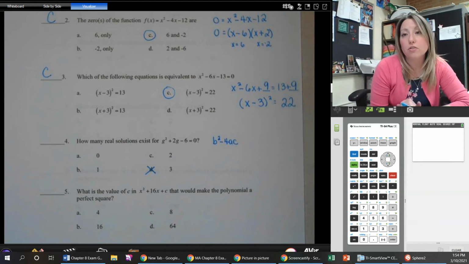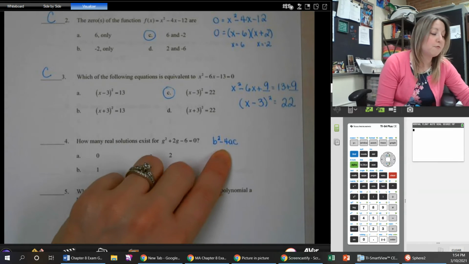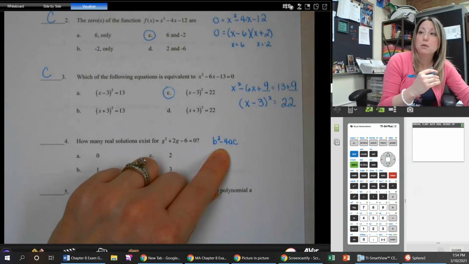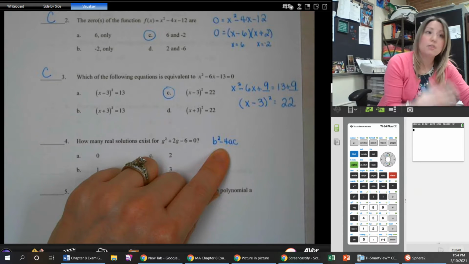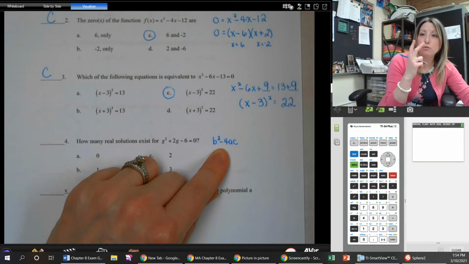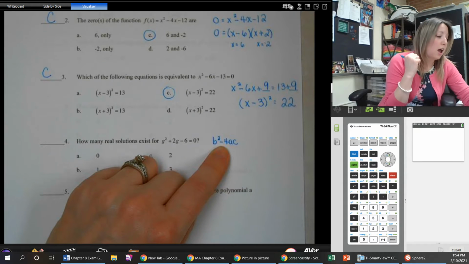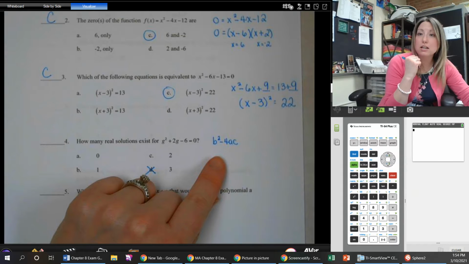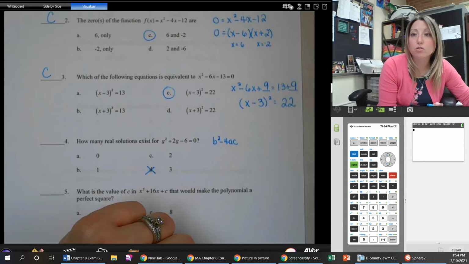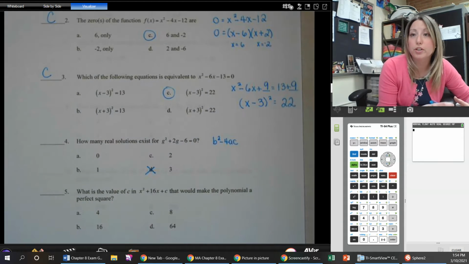This is the stuff that's under the radical in the quadratic formula. That means if the value of this is positive, then you're going to have 2 real answers. If the value of this is 0, you have 1 real answer. And if the value of this is any negative number, you will have 0 real solutions, because you can't have a negative number under the radical and still be considered a real number.